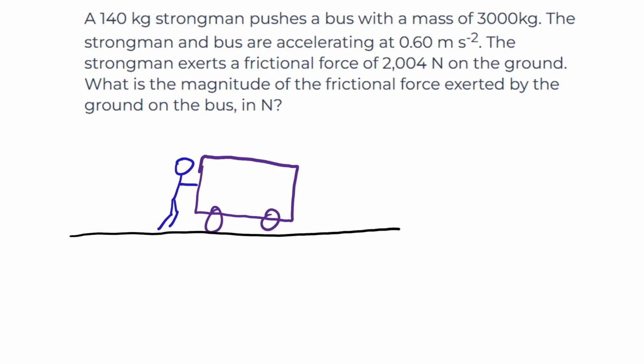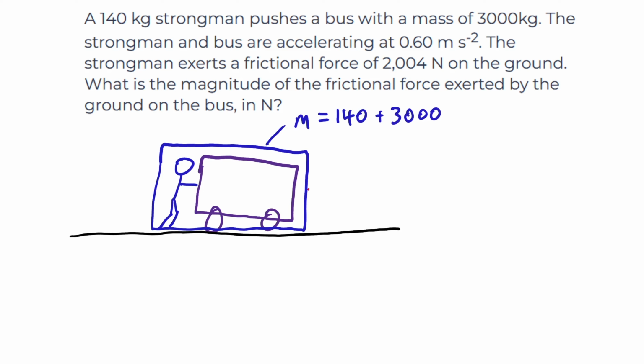For this question, it is easier if we treat both the strongman and the box as one object, because they are both accelerating at the same rate. Let's draw a circle around them, to signify that they are one object. The mass of this object is 140 plus 3,000, so 3,140 kilograms. We know that it is accelerating at 0.6 meters per second squared.